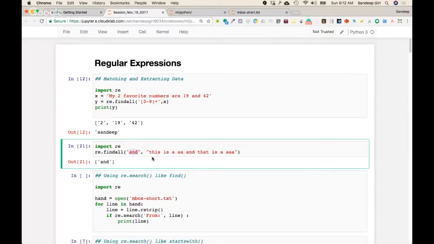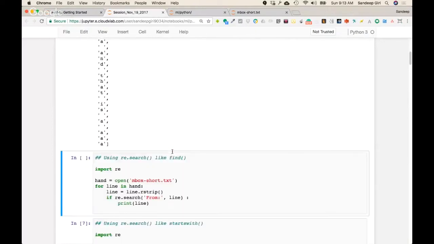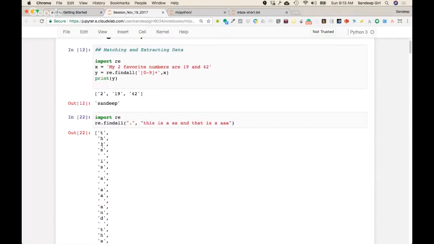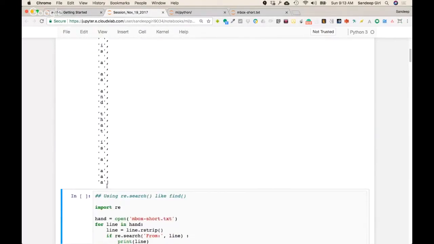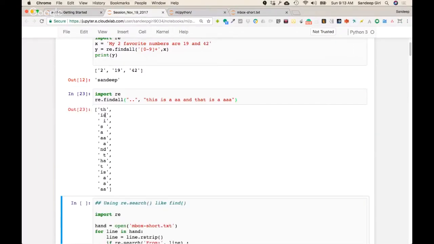All right. So in regular expression, when we want to match any single character, we use a dot. Dot means it will match all the characters. You see, it matched T, H, I, S, and then space and so on. It would match any character. When we say two dots, it will match every two characters, th and so on.